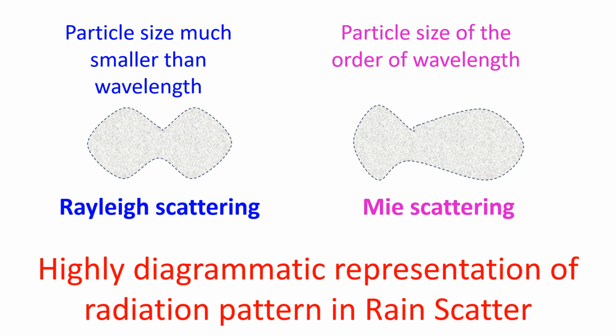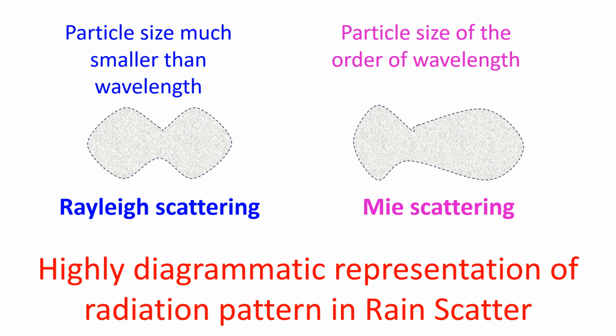When the particle size is much smaller than the wavelength, the type of scattering is known as Rayleigh scattering, with radiation pattern like that of a dipole. That will be more to the front and back rather than to the sides. Particles of size of the order of the wavelength produce Mie scattering, in which there is more of forward scattering with a forward radiation lobe.